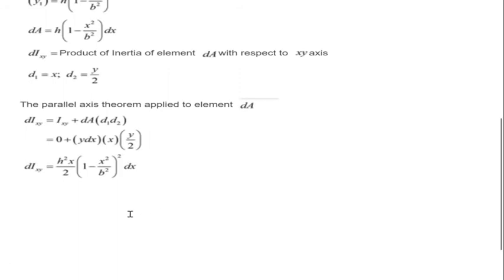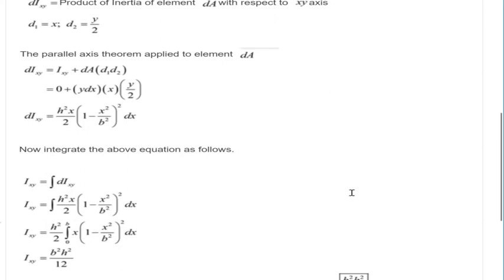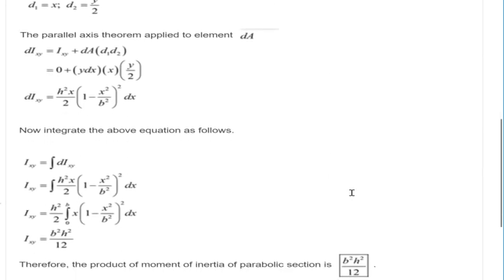We're going to find that the product of inertia about the origin for this parabolic section would be b squared times h squared over 12.